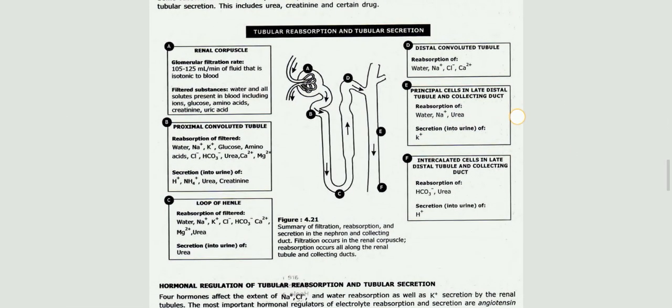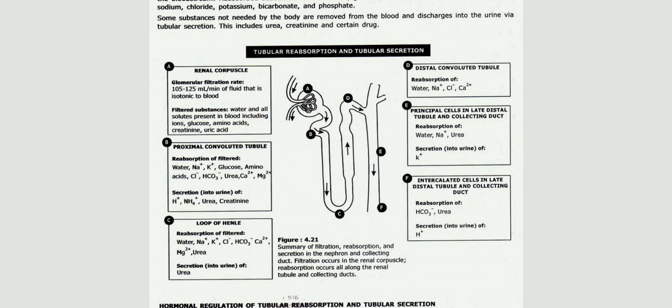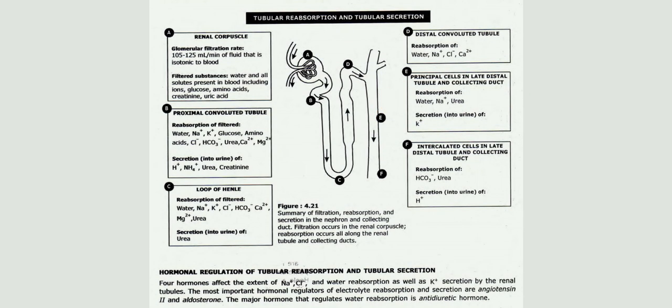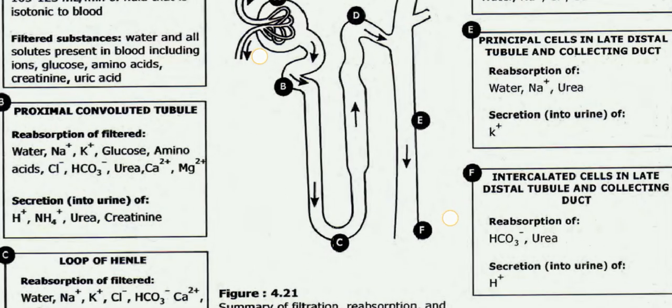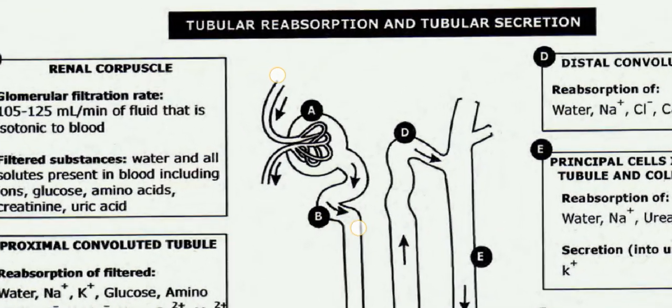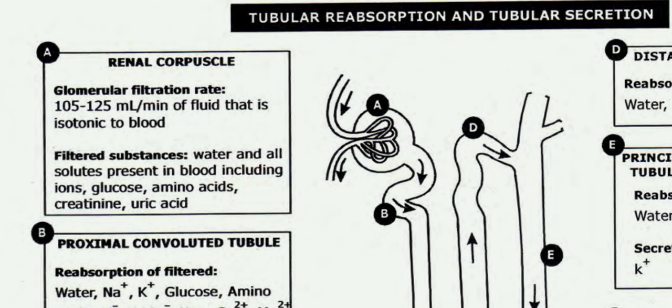So this picture depicts this info in a detailed manner, a summary of filtration, reabsorption and secretion in the nephron and collecting duct. Filtration occurs in the renal corpuscle. Reabsorption occurs all along the renal tubule and collecting ducts. So first process, renal corpuscles. And we zoom in like this. You could see that portion, the renal capsule. So that renal capsule is visible here.